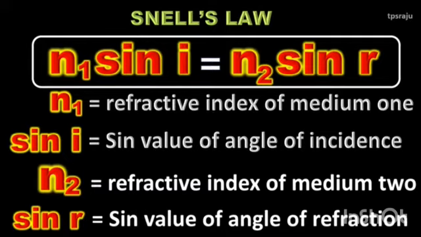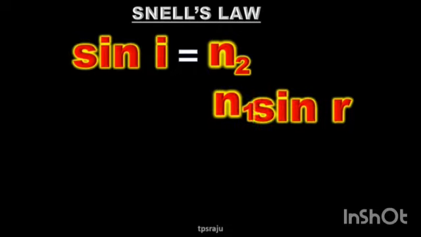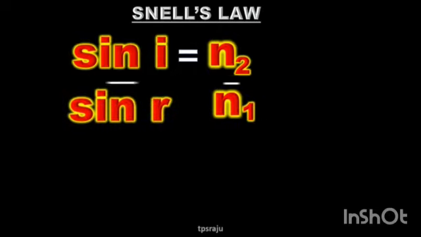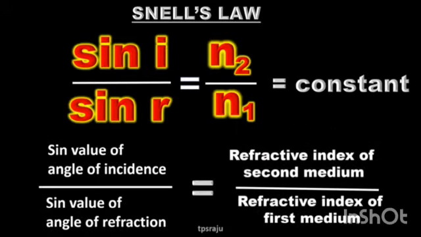From Snell's law, sin i by sin r equal to n2 by n1. Already we know that n1 and n2 values are constant. Hence, sin i by sin r is always constant. This is the relation between the angle of incidence and the angle of refraction.